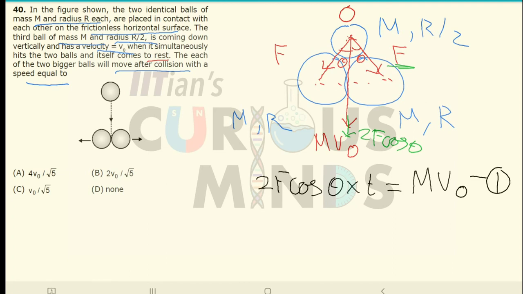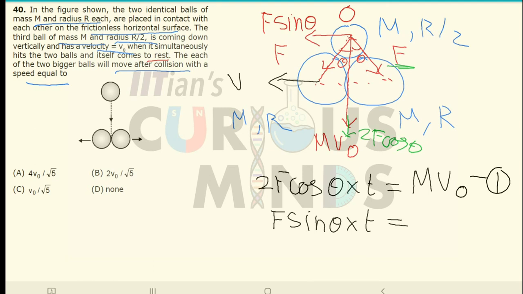The second equation is in the horizontal direction. If I consider the horizontal direction, the same force, when I take it in the horizontal direction for any one of the spheres over here, will be equal to F sin theta. And this F sin theta, again for a short amount of time, that is the same time t, creates a change in momentum. Let the velocity of any of the balls be equal to v, so the change in momentum will be equal to m v. Let this be the second equation.